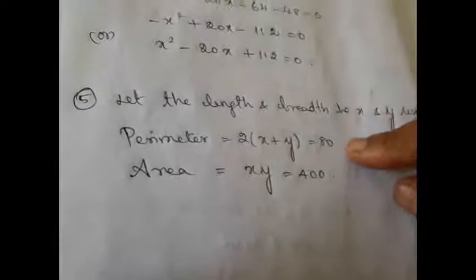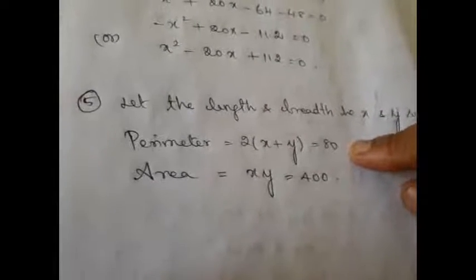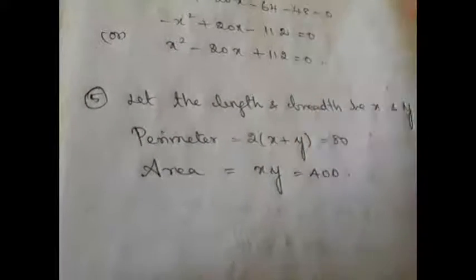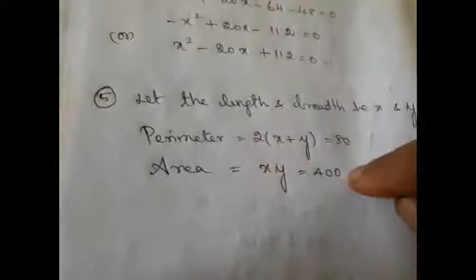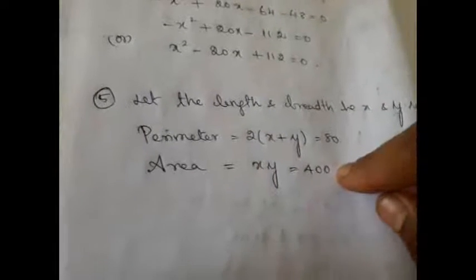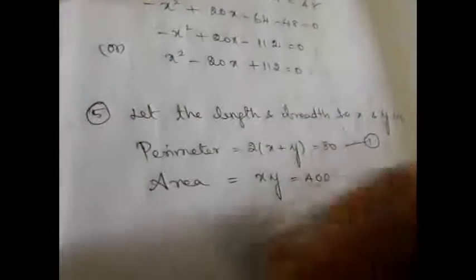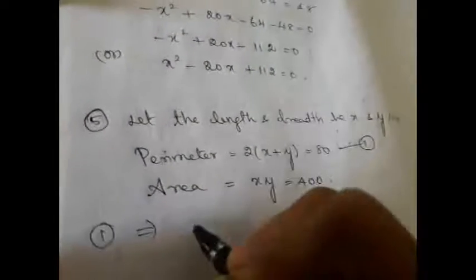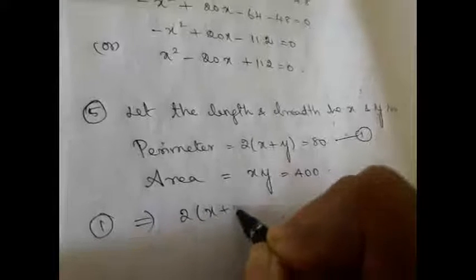Perimeter is given as 80. Perimeter is twice L plus B. So 2 times x plus y. Area is LB. So x into y. Again, we are interested in quadratic. We are not interested in two variables. So rewrite this first equation. So first equation will become 2 times x plus y equal to 80.